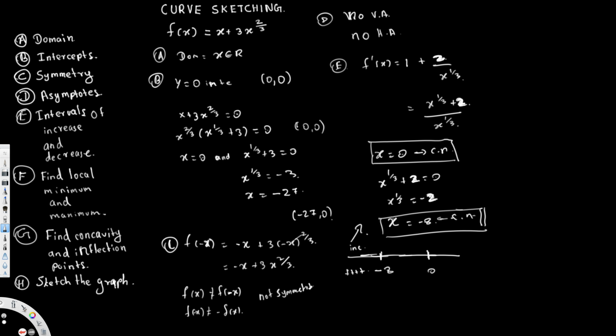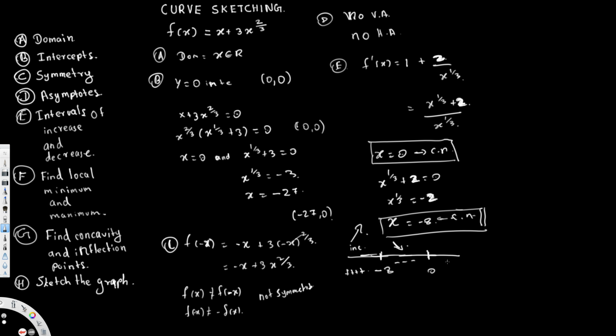So that means this is increasing. And then we have to pick a value that is within the interval between negative 8 and 0. Let's take negative 1, that's easy. If I take negative 1, the cube root gives us negative 1, and 2 divided by negative 1 is going to be negative 2, so it's going to be a negative value. So it means this is decreasing in this interval.